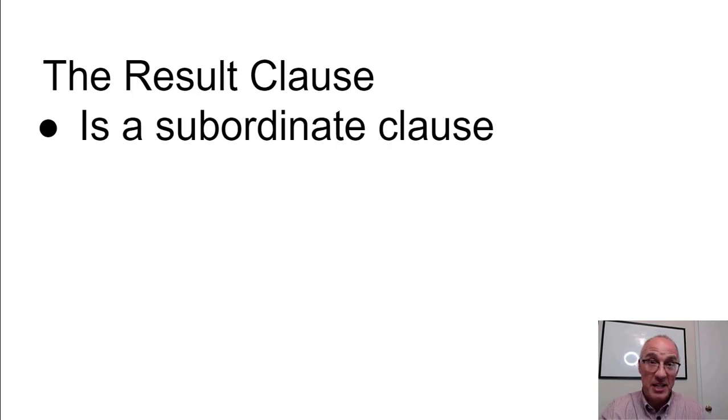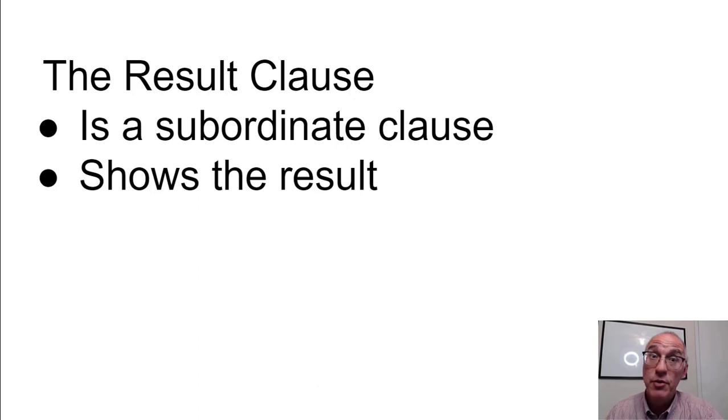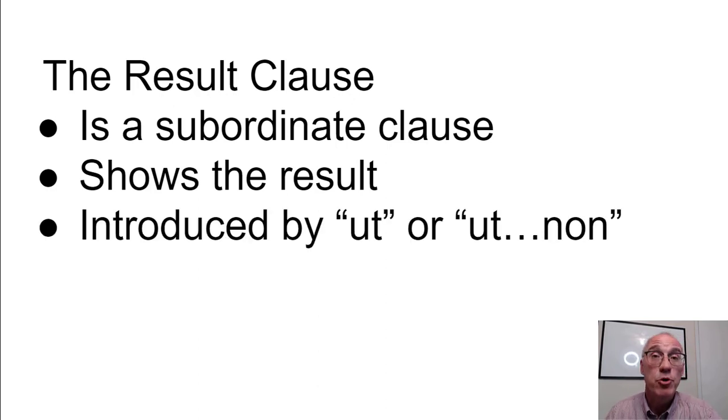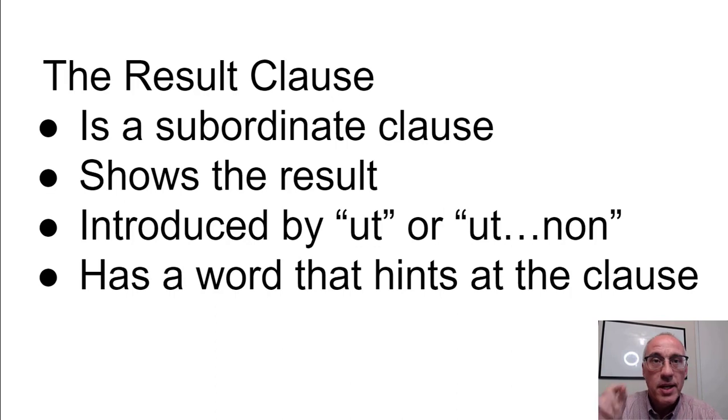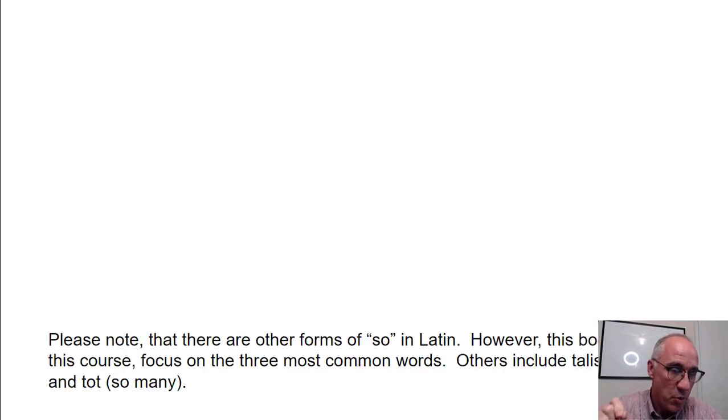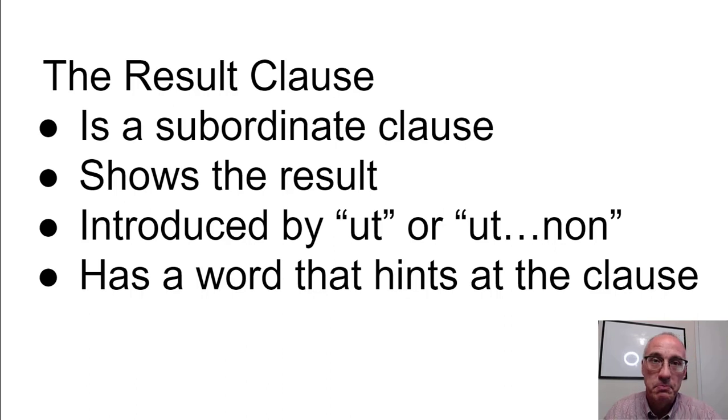It is a subordinate clause. You are going to have a main verb that introduces the result clause, which carries the subjunctive. It shows, oddly enough, the result, and it is introduced by ut or ut non, not ne. So if you have a clause and you're wondering whether this is purpose or result: purpose is ne, result is ut, with the word non in there somewhere. And here's the clue for a result clause: it has a word that hints at the clause.